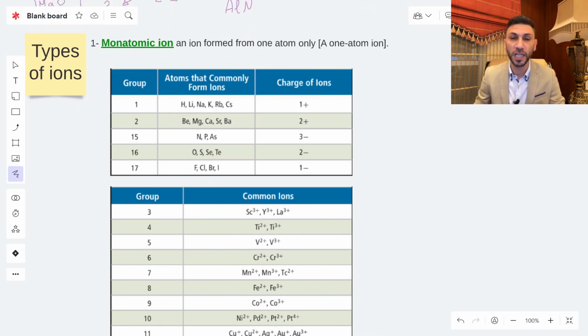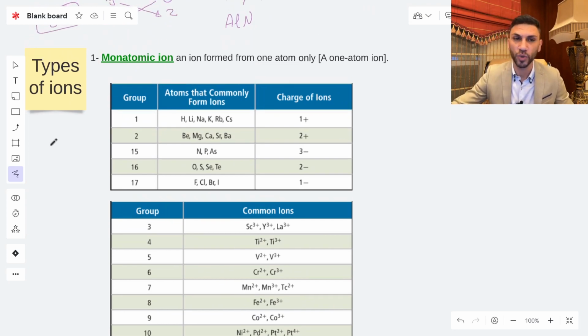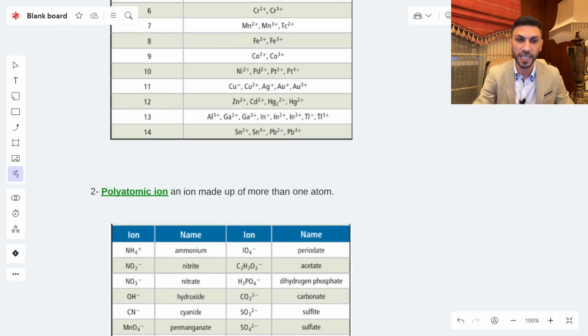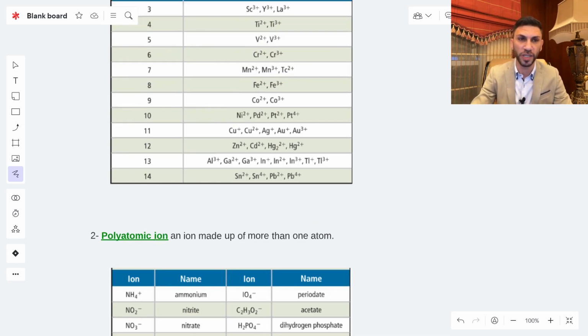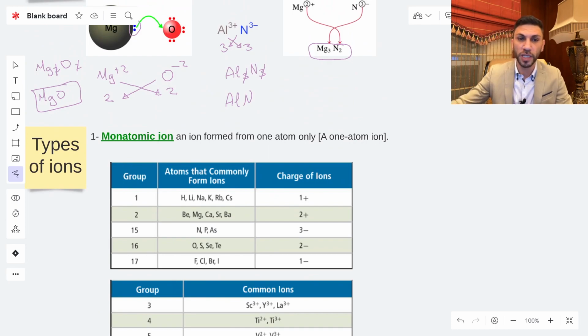Let's talk now about the types of the ions. We have 2 types of the ions. The first type is called monatomic ion, and the second type is called polyatomic ion. What's the difference between them? The monatomic ion is an ion that is formed from only one atom, like a 1 atom ion.